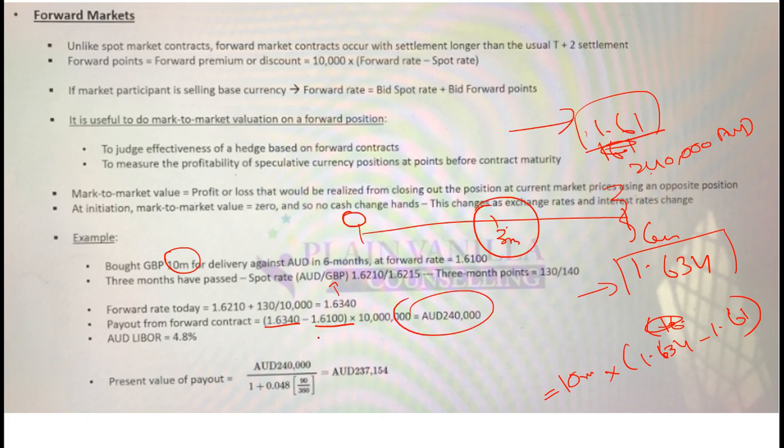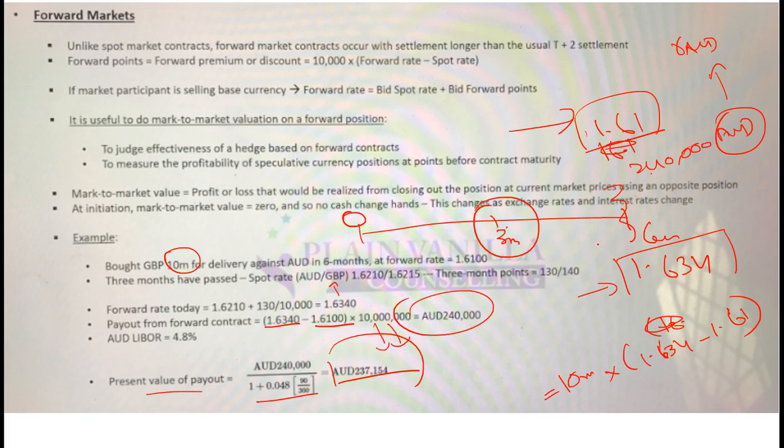You can discount it back 3 months. How do you discount it back? This is AUD. So you discount it back using the interest rate on AUD, or the interest rate in Australia. When you discount it back 3 months using the interest rate in Australia, it will give you the present value, that is 237,154. This is the present value of the payout, or this is the mark to market value of the forward contract.